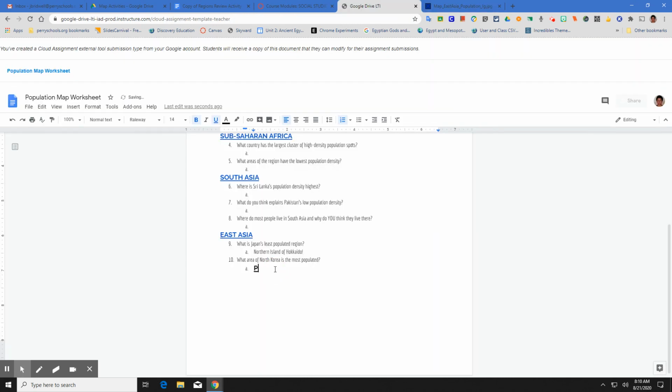So we come back here, Pyongyang. I don't know why it's highlighted like that, but we will switch it, make it a little bit more normal. Perfect. So that is how we use a population density map.